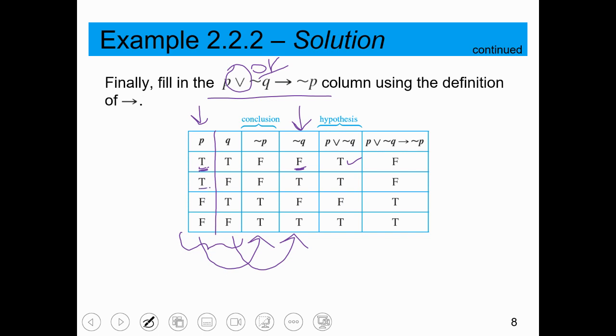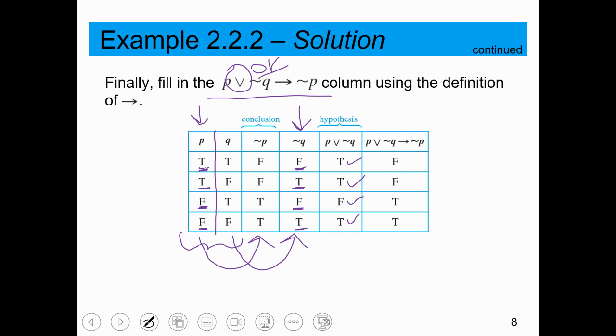In the second row, P is true and not Q is true. So certainly at least one of them is true. In the next row, P is false and not Q is false. So that's the only way that the or statement can be false. And in the last row, P is false, not Q is true. So since one or the other is true, the or statement is true.